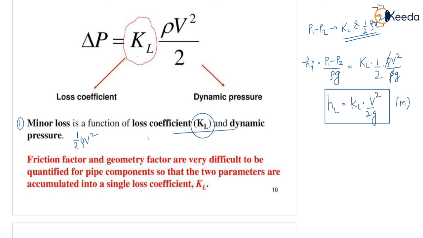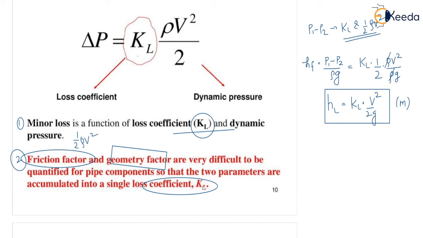Now look at the last second point. Friction factor and geometry factor are very difficult to quantify. Look at this. Friction factor, that is 4F, and geometry factor are very difficult to quantify for the pipe components. So which two parameters? Friction factor and geometry factor are very much difficult to quantify for the pipe component, so these two parameters, geometry and friction factor, are accumulated into a single loss coefficient KL. So this is a design parameter.